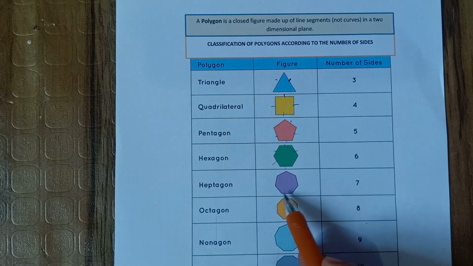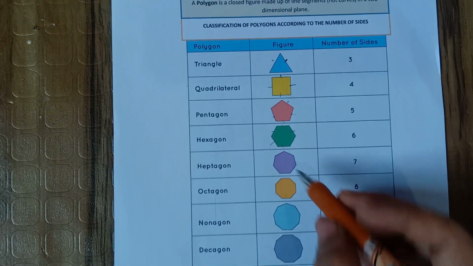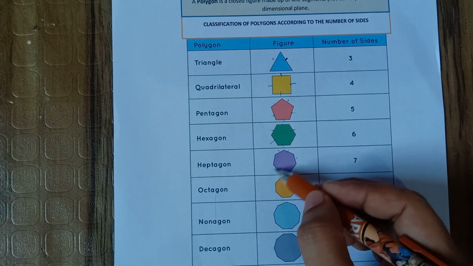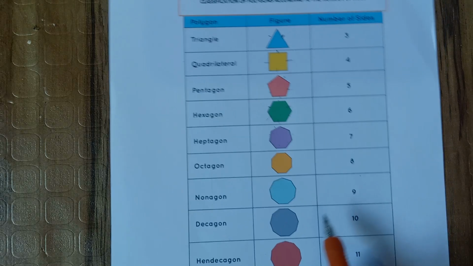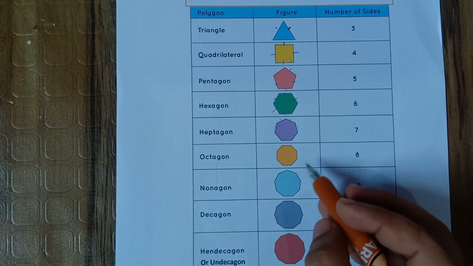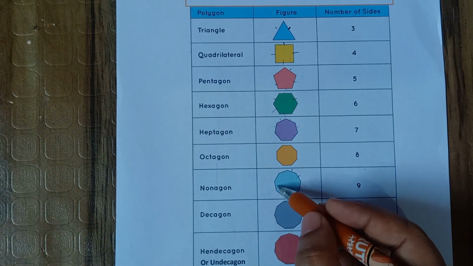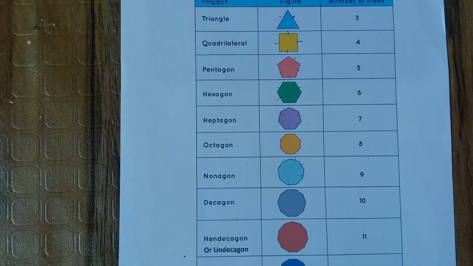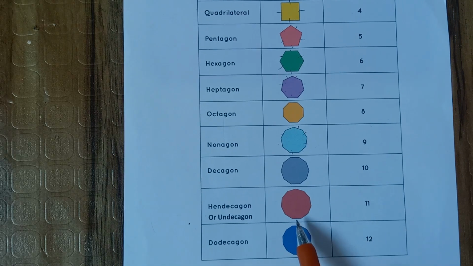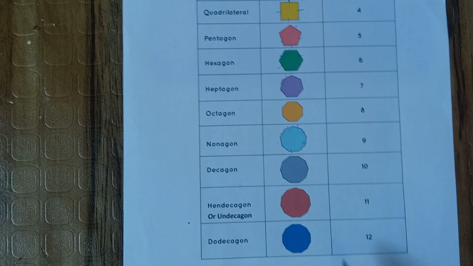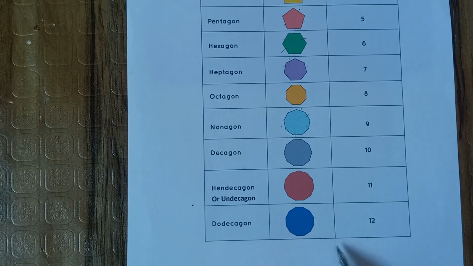Hexagon. For 7 sides, there would be a heptagon. Count the number of sides: 1, 2, 3, 4, 5, 6, 7. For 8 sides, there would be an octagon. For 9 sides, that's a nonagon. Simply count the number of sides: 1, 2, 3, 4, 5, 6, 7, 8, 9. So nonagon for 9 sides. For 10 sides, we call that one a decagon. For 11 sides, we call that one a hendecagon, or we can call it an undecagon. For 12 sides, we call that one a dodecagon.